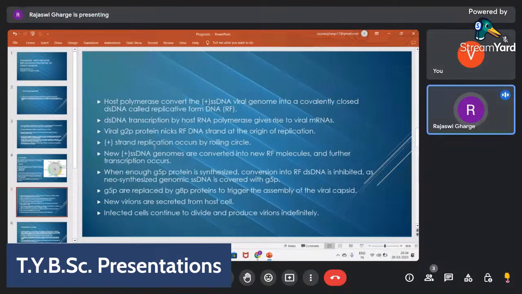G5P proteins are replaced by G8P proteins to trigger the assembly of the viral capsid. New virions are secreted from the host cell. Infected cells continue to divide and produce virions indefinitely.